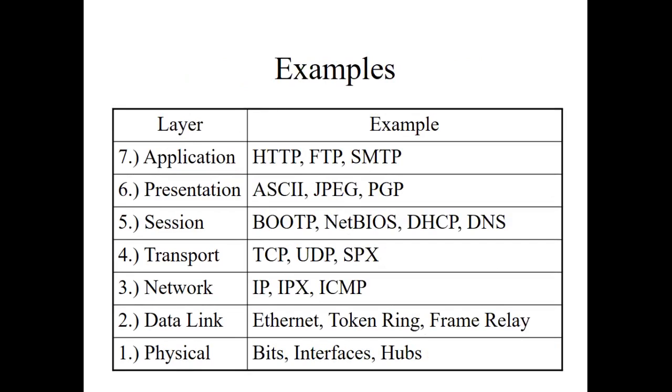These are some protocols that correlate with the layers. At the application layer, we have HTTP, the Hypertext Transfer Protocol, then FTP, the File Transfer Protocol, then SMTP, the Simple Mail Transfer Protocol. For the presentation layer, we have ASCII, the American Standard Code for Information Interchange, then JPG, the Joint Photographic Experts Group, then PGP.